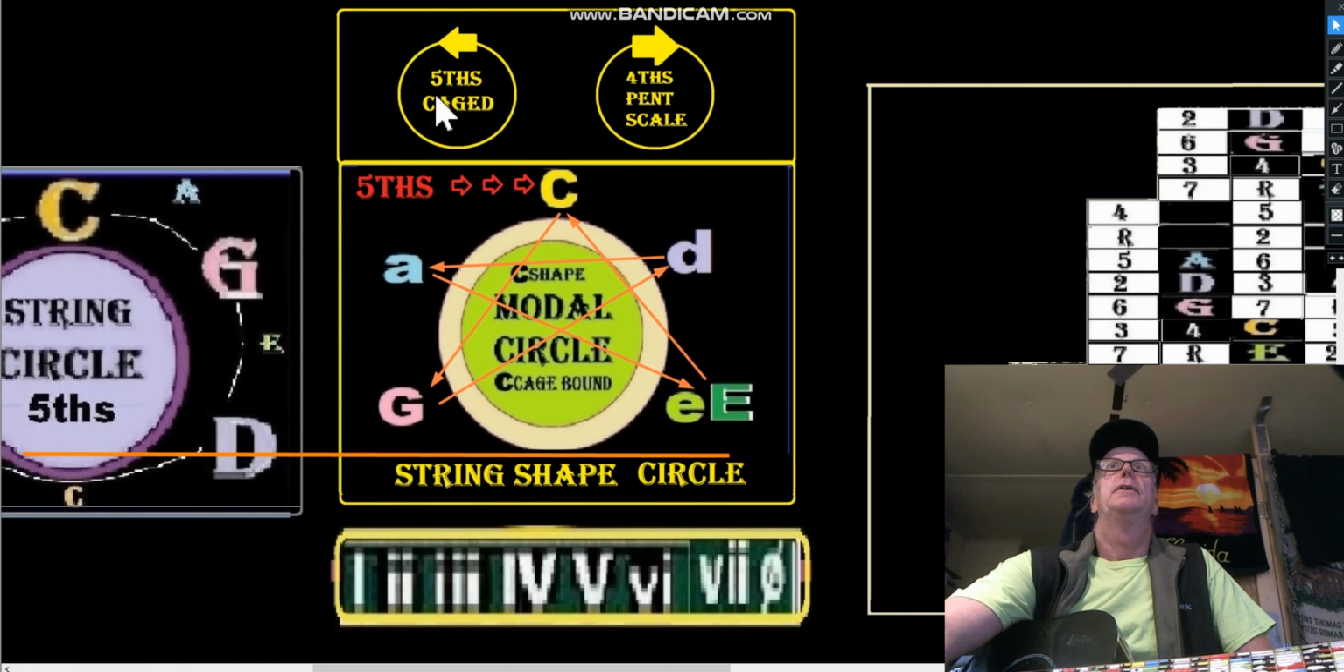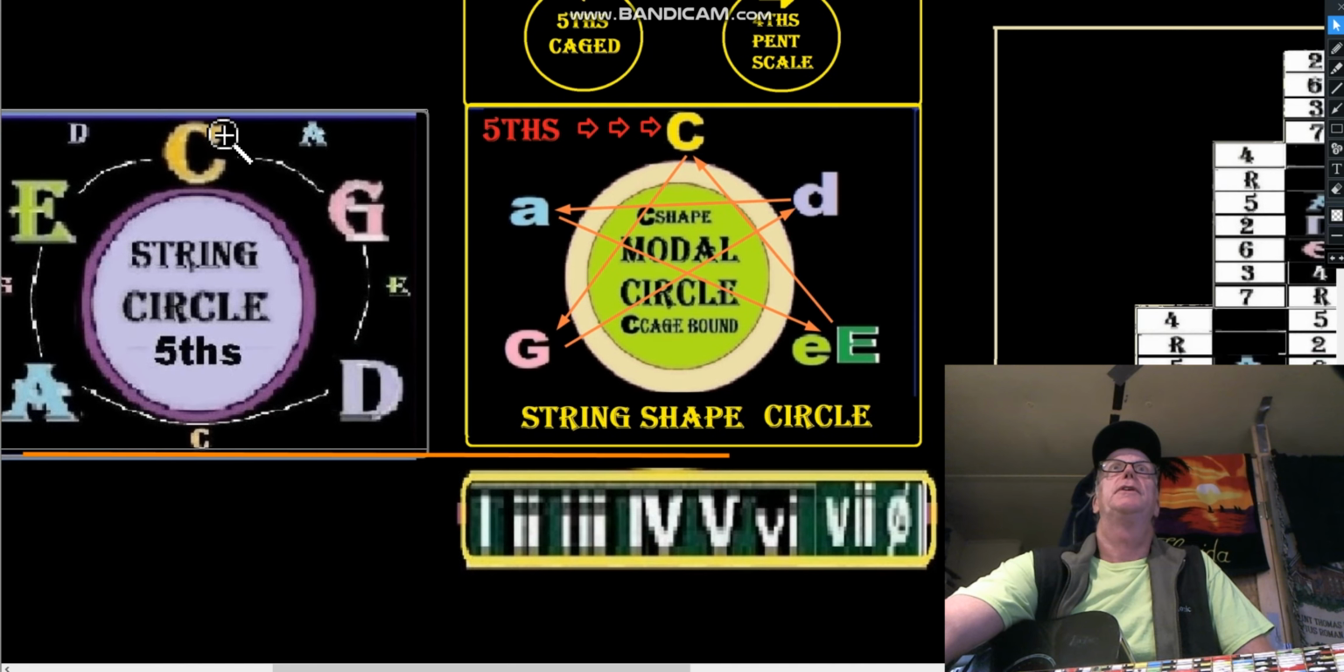And that is when we go fifth is caged with a pentatonic diagram. C, D minor, C, D minor, E minor, F major, G major, A minor to C, and then they got the half diminished there. With that diagram, the arrows go like this: C to G to D to A to E to C. That's in fifth. Same thing over here: C to G to D to A to E to C.